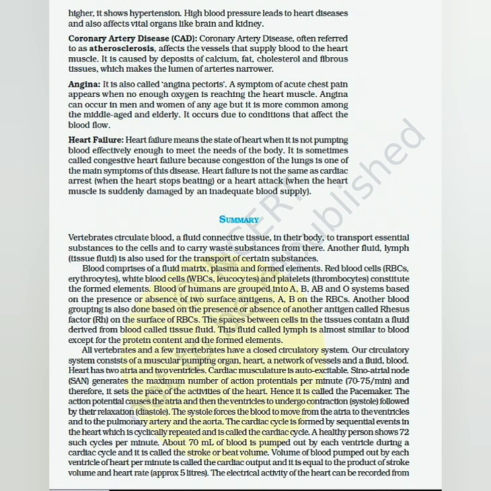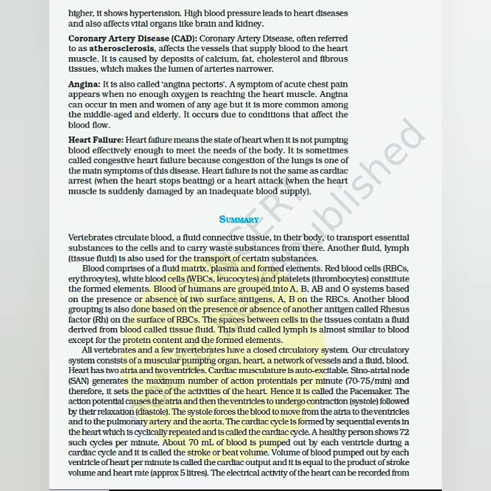The action potential causes the atria and the ventricles to undergo contraction, systole, followed by their relaxation, diastole. The systole forces the blood to move from the atria to the ventricles and to the pulmonary artery and the aorta. The sequential events in the heart, which are cyclically repeated, are called the cardiac cycle. A healthy person shows 72 such cycles per minute.